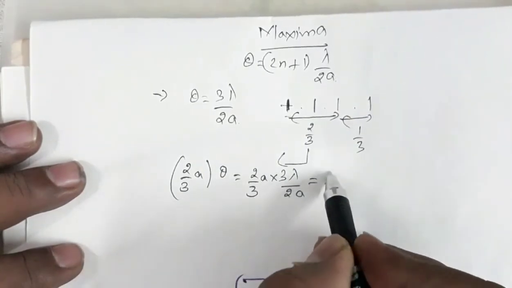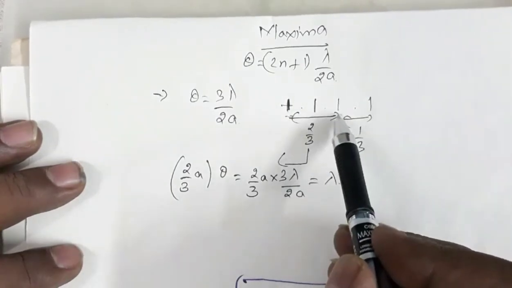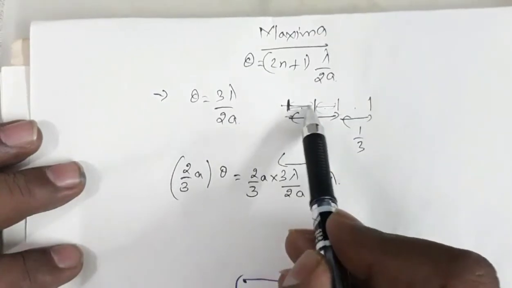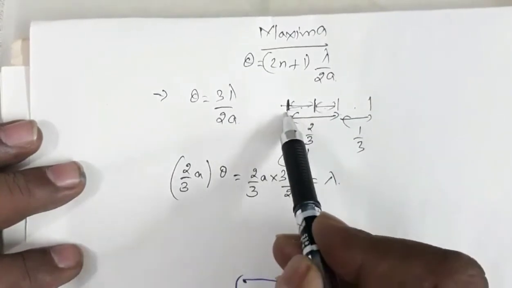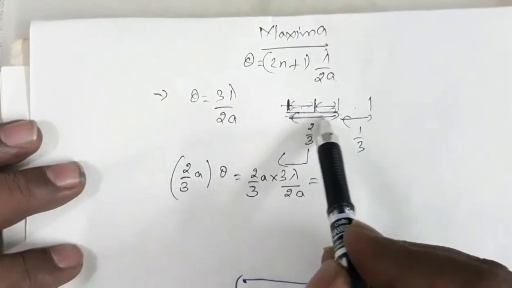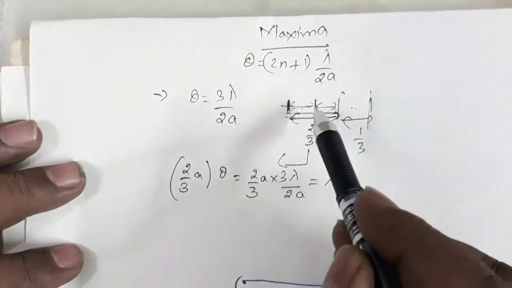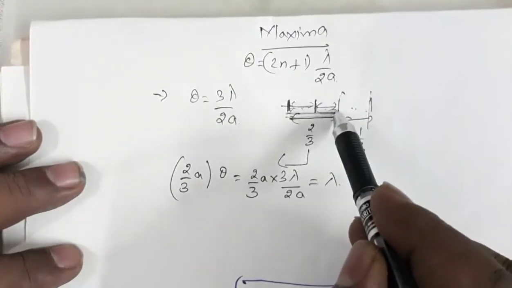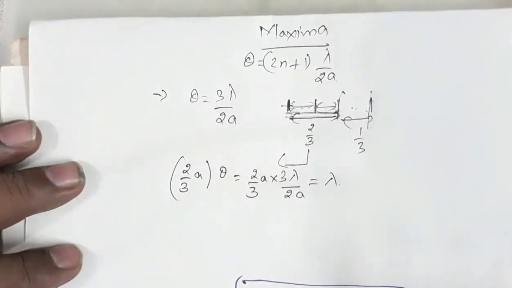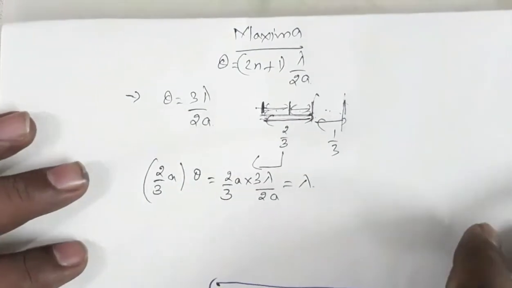So that gives lambda. If this is lambda, that means this part is lambda by 2 and this part is lambda by 2, so again they cancel out. If this part cancels out, we are left with only this part. So when the slit is divided into 3 parts, 2 parts cancel out, and the intensity is due to this 1/3 part. So this is the first secondary maxima.